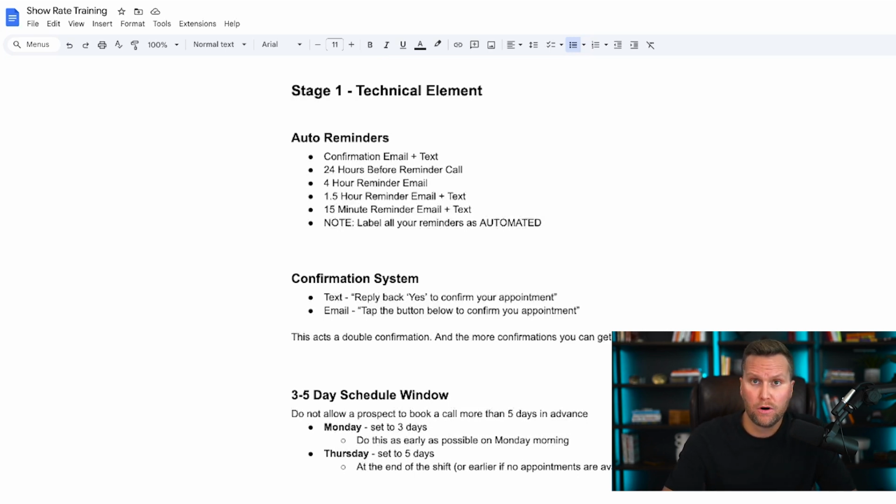4 hours before the call, you're going to get a reminder email. Then an hour and a half before the call, you're going to get a reminder email and text message. Then 15 minutes before, you're going to get an email reminder and text message with the Zoom link included.